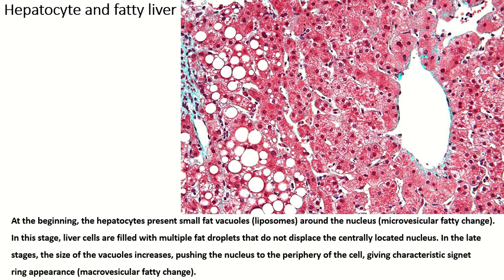Hepatocyte and fatty liver. At the beginning, the hepatocyte presents small fat vesicles around the nucleus. So this is the hepatocyte, this is the nucleus, and these are the fat droplets. You see, these are the fat droplets around the nucleus. When the amount of fat droplets increases, it pushes the nucleus to the periphery and forms a signet ring appearance. So these are the pathological changes of the hepatocyte.